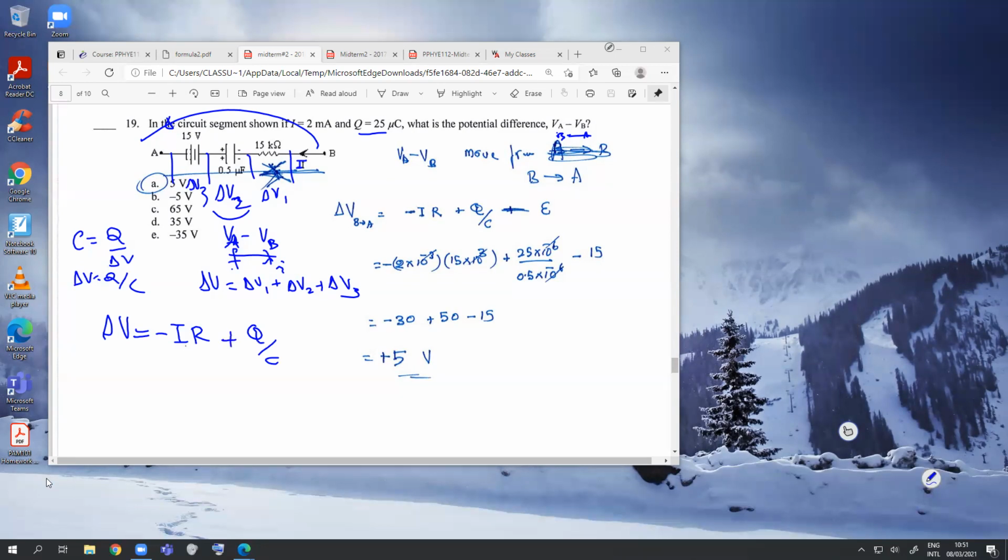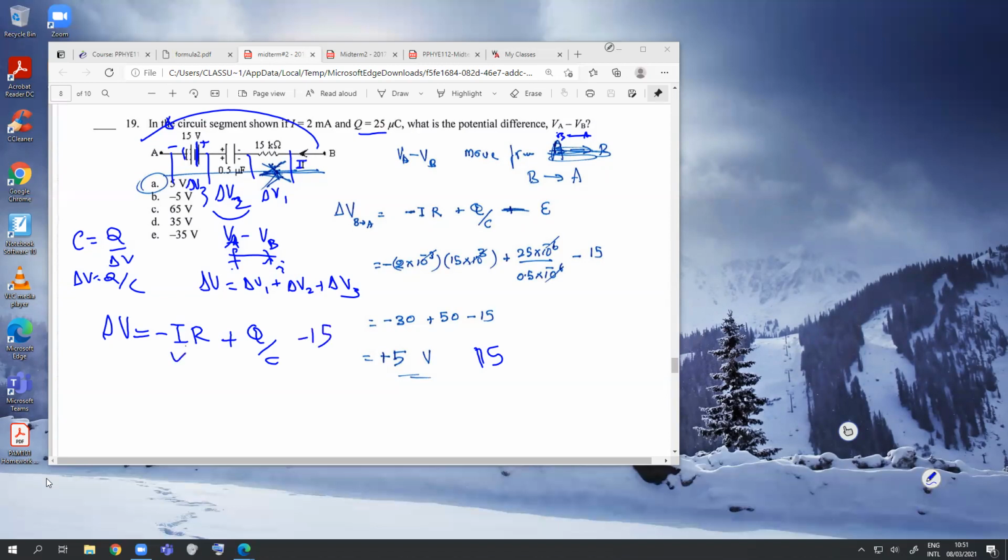Then you have a 15 volt. So you just write the 15 first. Is it plus or minus? It's minus, because the big sign is positive. So it's going from positive to negative, high potential to low potential. Therefore, it's minus. You're going from the positive end to the negative end. So it is minus.